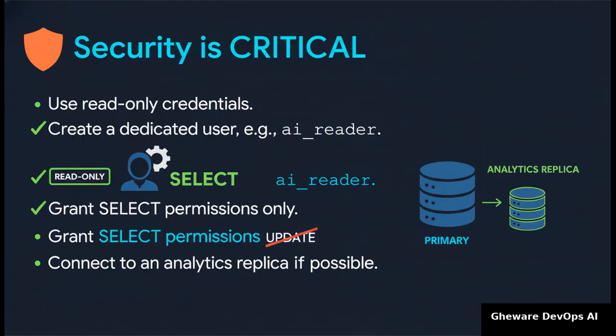Okay, I need you to listen to this part very carefully, because this is absolutely crucial. You should never, ever connect an AI to your database with admin rights. The principle of least privilege is everything here. You need to create a dedicated read-only user. The command's simple: create user AI reader. Then, you only grant it the permission it needs. Grant select. That's it. This ensures the AI can answer questions but can never, ever change or delete your precious data.